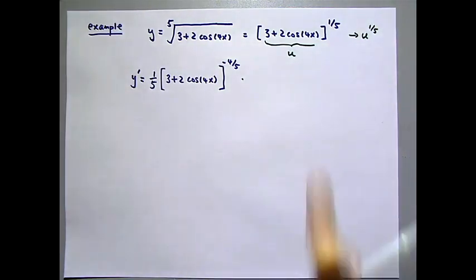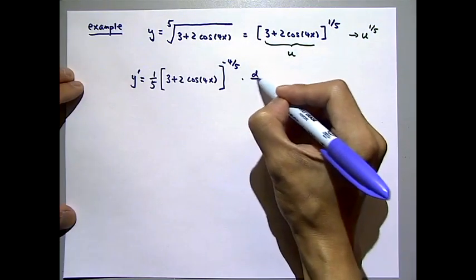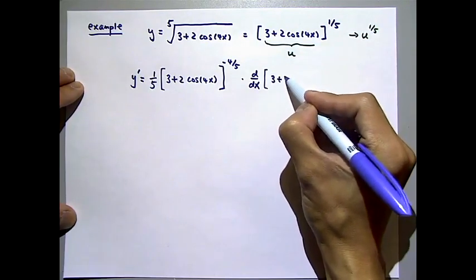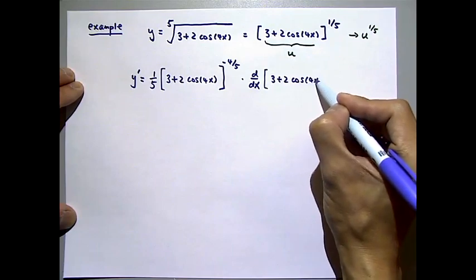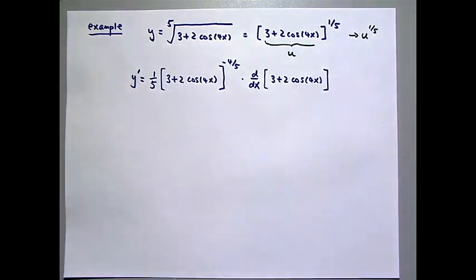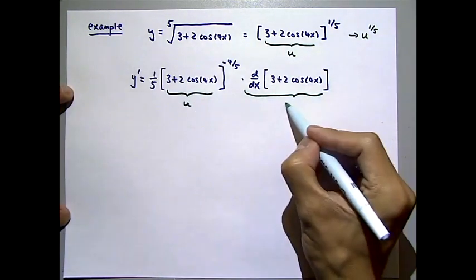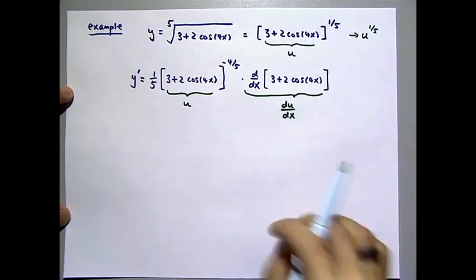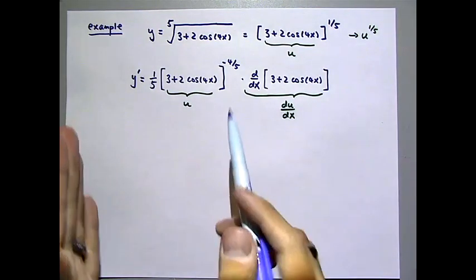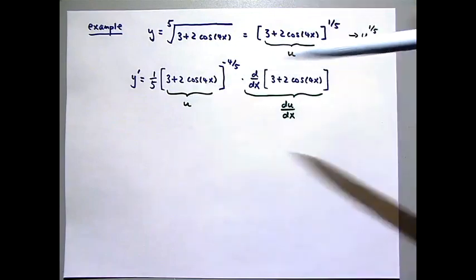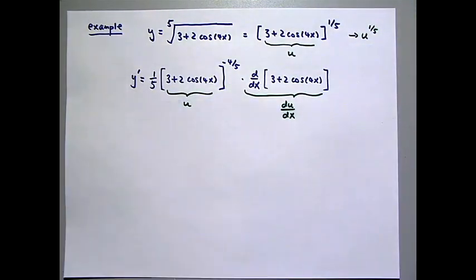Okay, now we account for the fact that this is not just an x anymore. This u here contains a lot of stuff. So we multiply by the derivative of that u, d/dx of 3 plus 2 cosine of 4x. Remember this is our u, and this part right here is our du/dx. The first part is the basic classical power rule. Bring the power down, reduce the power by 1, keep the base the same. Now we account for the fact that it's not just an x taking the place, but something potentially complicated.